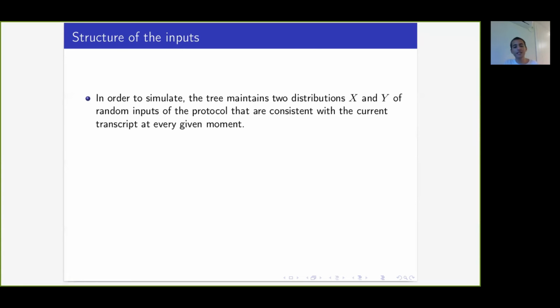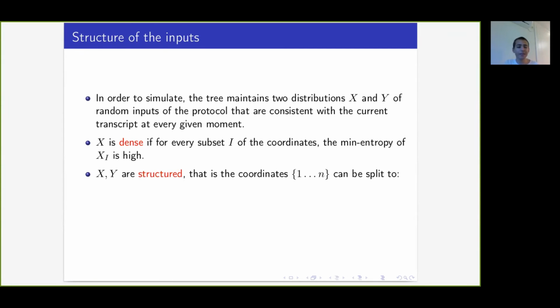We want to describe some structure of the input. But before describing it, we need the following definition. We say that the distribution x is dense if, for every subset I of the coordinates, the mean entropy of xI is high. The tree preserves the property that x and y are structured. That is, we can split the coordinates 1 to n into two parts, the fixed coordinates, such that for every fixed coordinate i, it holds that g of xi and yi is equal to zi.